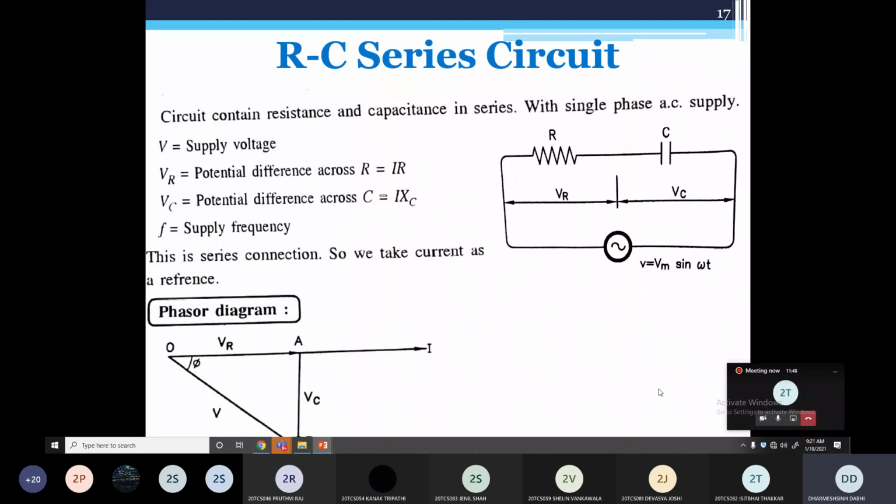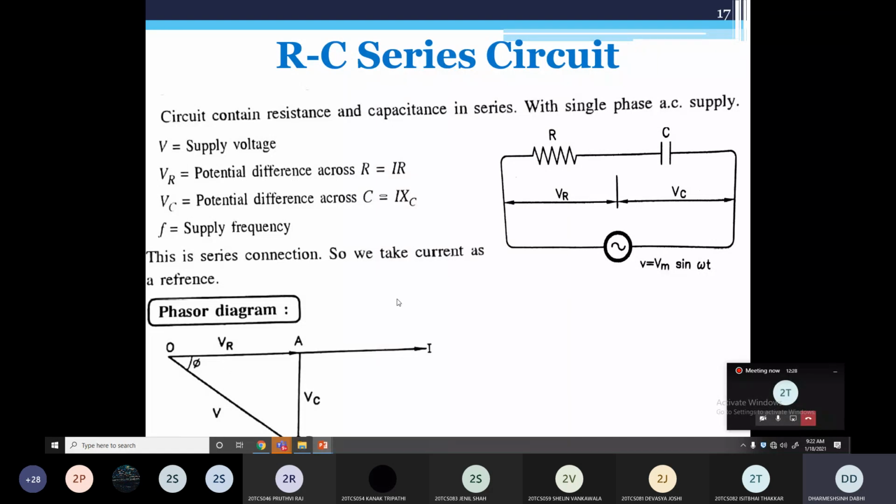So you can see the phasor diagram in which we take current as a reference on the x-axis. As we know, voltage across the resistance, VR, and current are on the same axis because there is no phase difference. But the voltage across the capacitor, VC, lags 90 degrees behind the current. So you can see that I draw the vector VC vertically, 90 degrees behind the vector of current. The angle between the vector of current and the total voltage is phi, which we call the power factor angle.